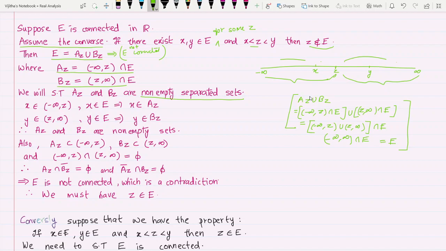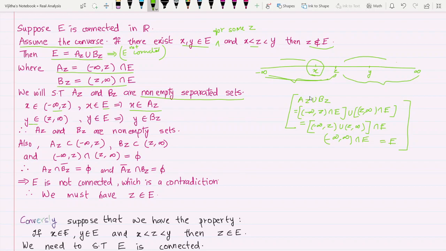So we can see that x is an element of (minus infinity, z). You can see here x is here, so it is an element of (minus infinity, z). Also x is an element of E. So this implies x is an element of (minus infinity, z) intersection E, which is Az. So this implies x is an element of Az.